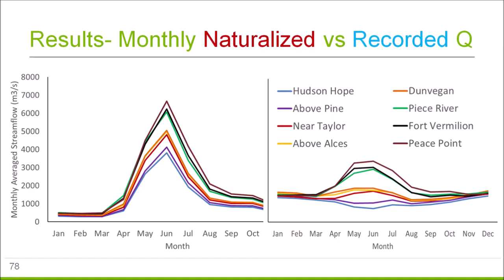This is just to demonstrate how upstream regulation can change the hydrology. So on the left hand side I'm showing you a plot for naturalized flow. These different lines are showing the Peace River flow at different locations. Hudson Hope, this is in British Columbia, just downstream of all the reservoirs and dams, and Peace Point is the last station inside the model domain. So you could see how things would have been if the flow is natural, and this is how it looks under the regulated conditions.